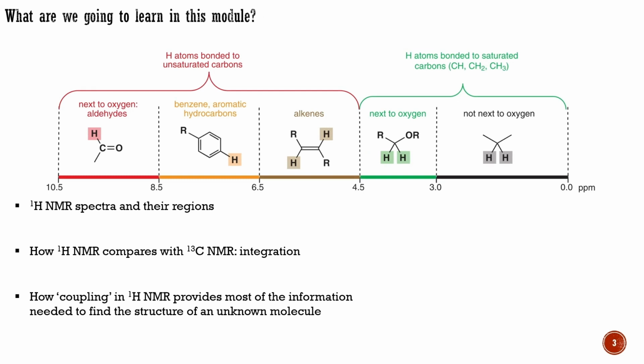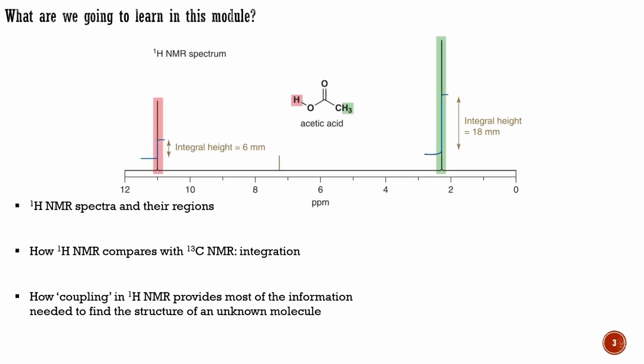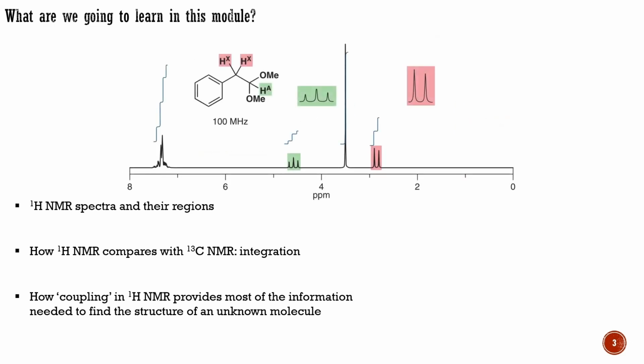We are going to learn more details about the most important regions in proton NMR spectroscopy. You will see similarities and differences between carbon and proton NMR, and you will be introduced to integration, enabling quantification of the data from proton NMR spectroscopy. Finally, you will learn how protons in a molecule interact with each other and how this can be used to find the structure of an unknown molecule.